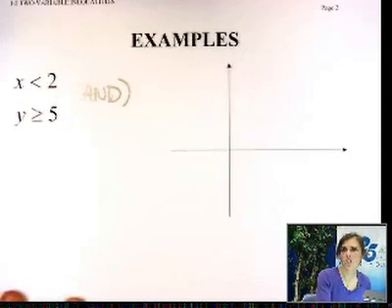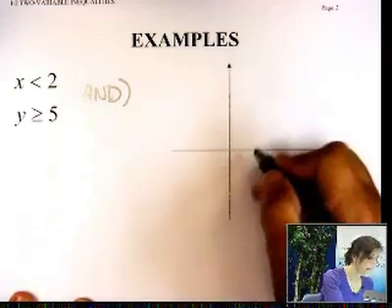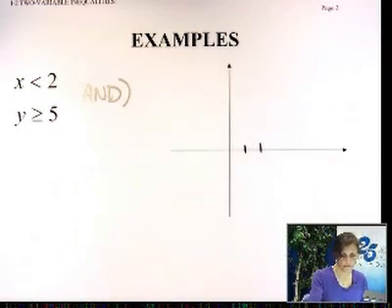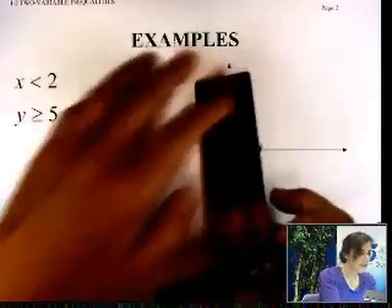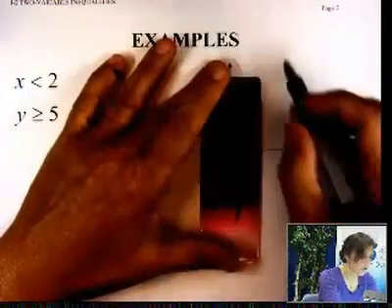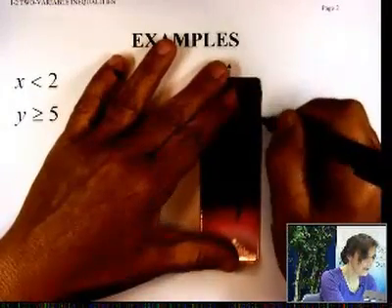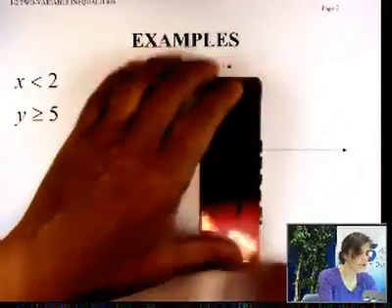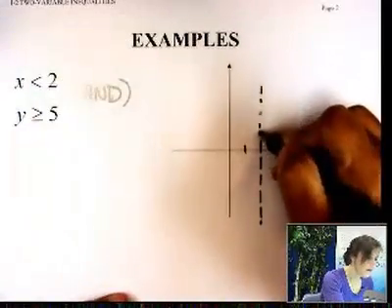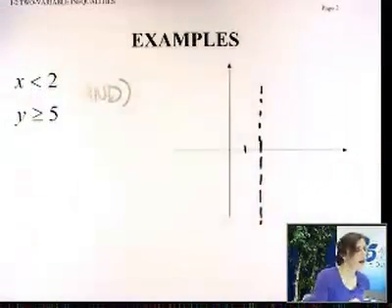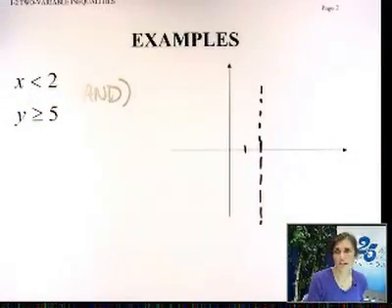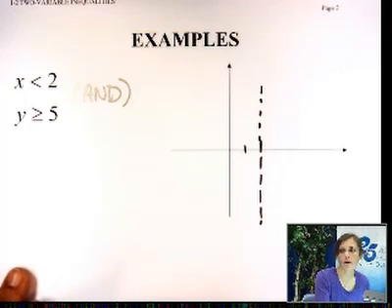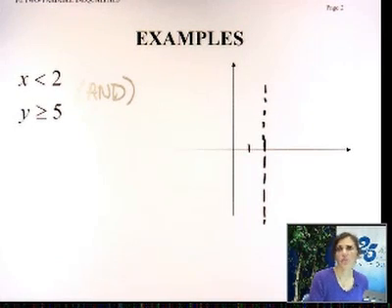X is less than 2. How does that work? 1, 2. X is less than 2. Here's my 2. I'm going to make it dotted to start with because I do not have an equal. If it is an equal, I do it solid line.